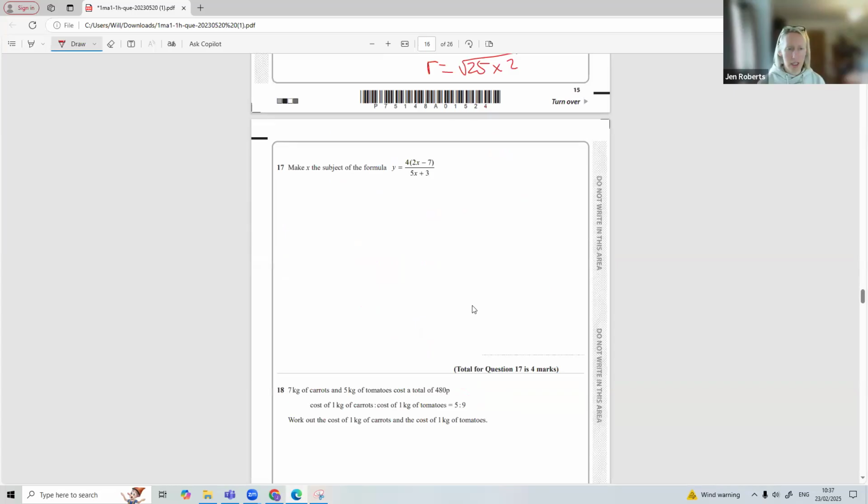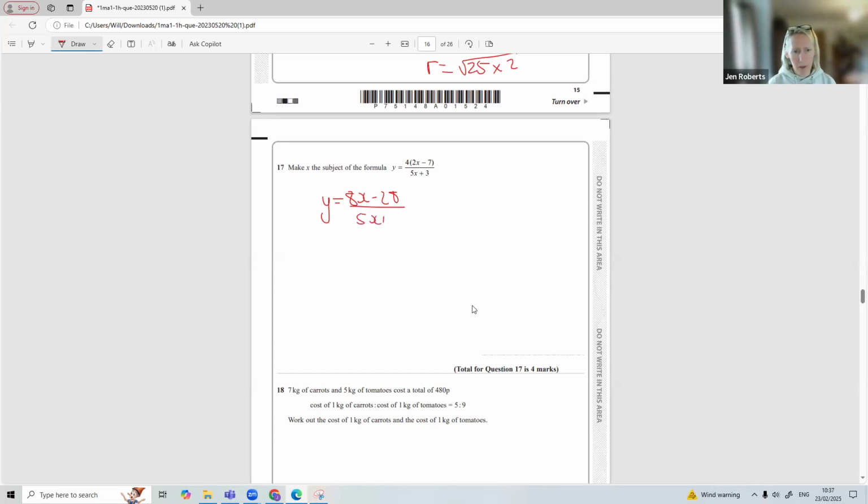Make x the subject. I can tell by looking at this that a lot of you are going to be in a situation where you can start it and then you're not sure how to continue. When you get to that sticking point, you need to remember to factorize. Right, let me just explain it. So you expand the brackets at the top.